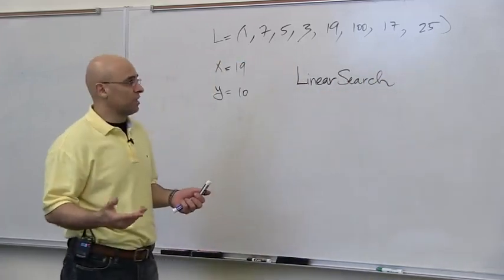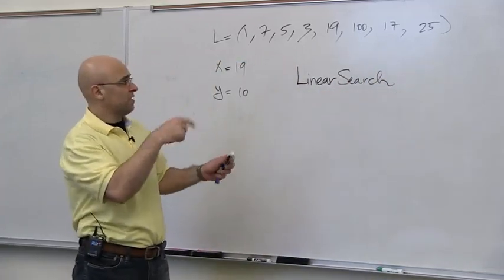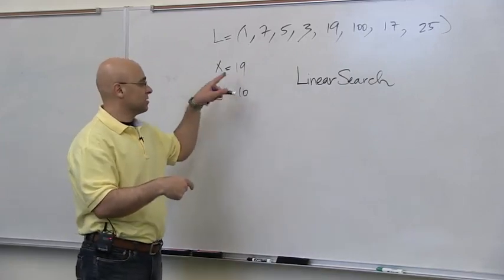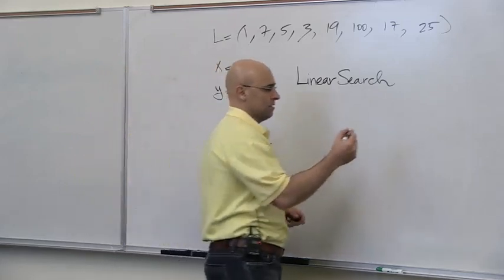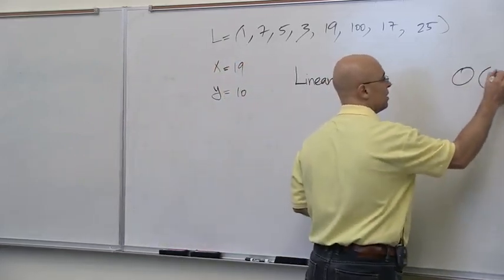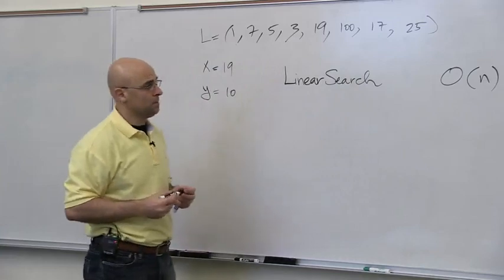What is the algorithm doing? It's just looping through the list, and for every item at that index, it's comparing it to the key we are searching for. So this linear search takes O of n amount of time. Okay?